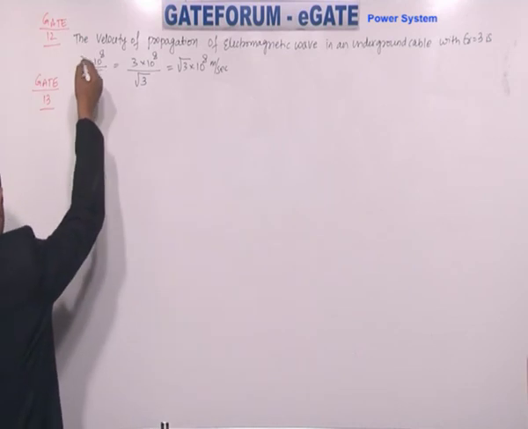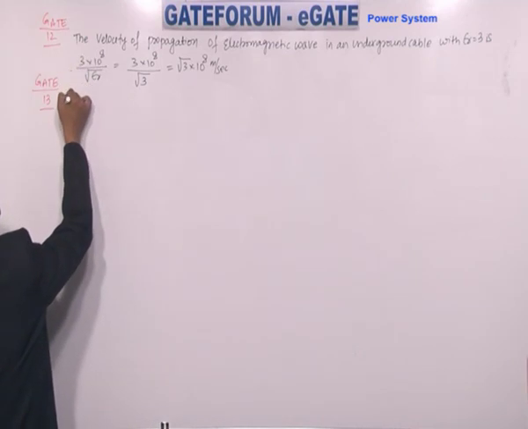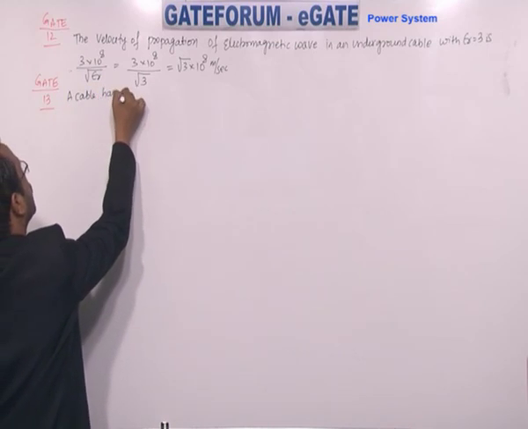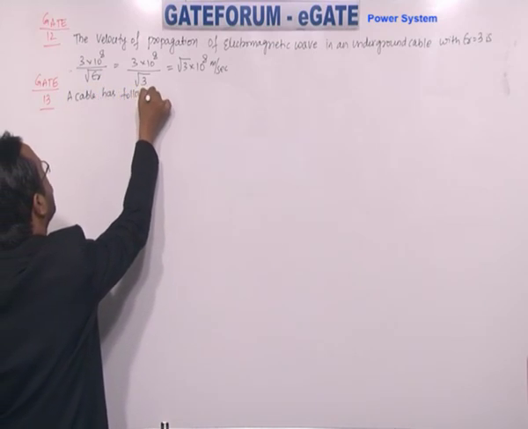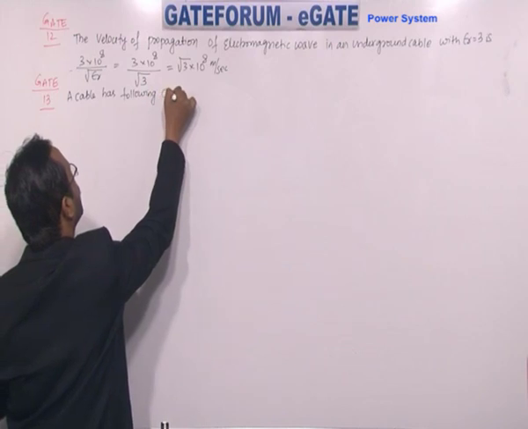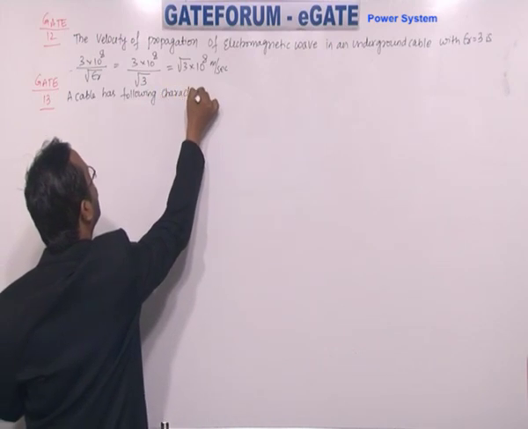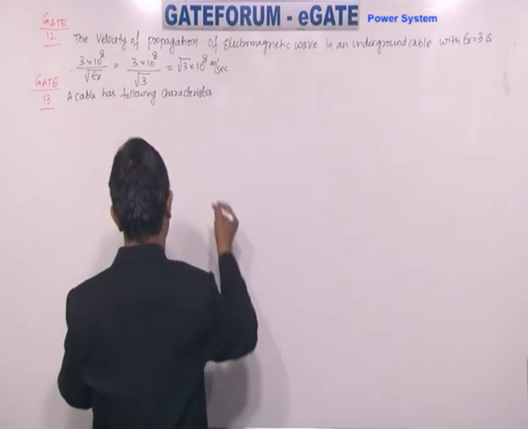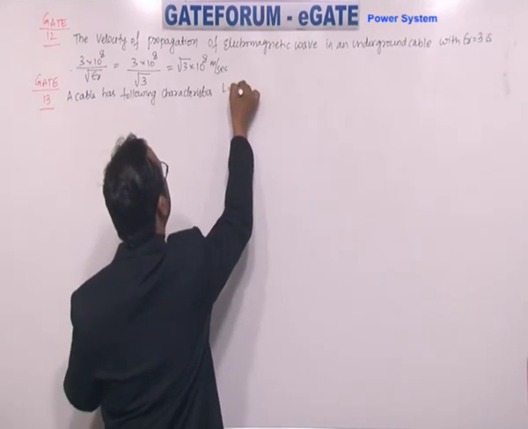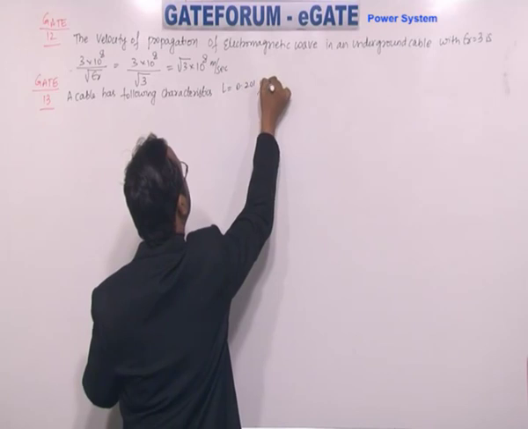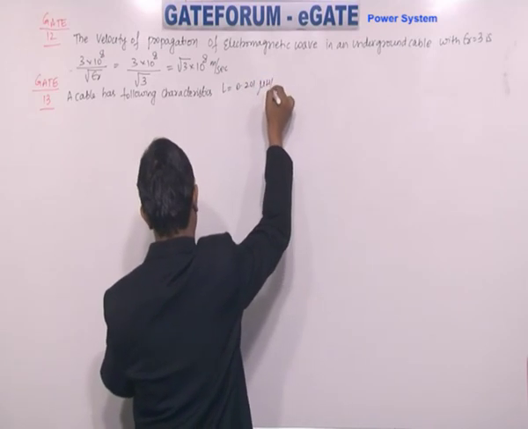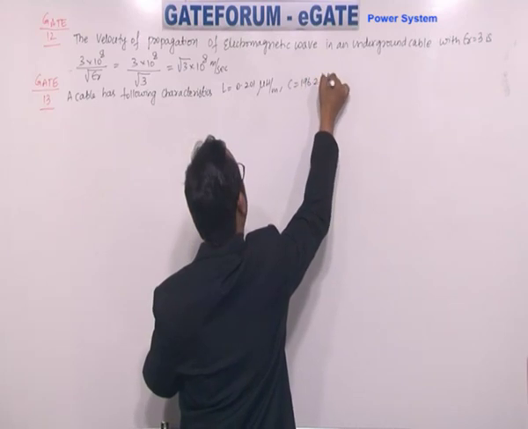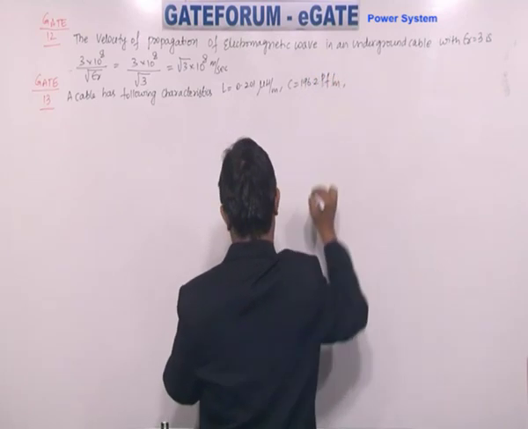Now the next question, this is from the GATE question paper. A cable has the following characteristics: L is 0.201 microhenries per meter, C is 196.2 picofarads per meter.